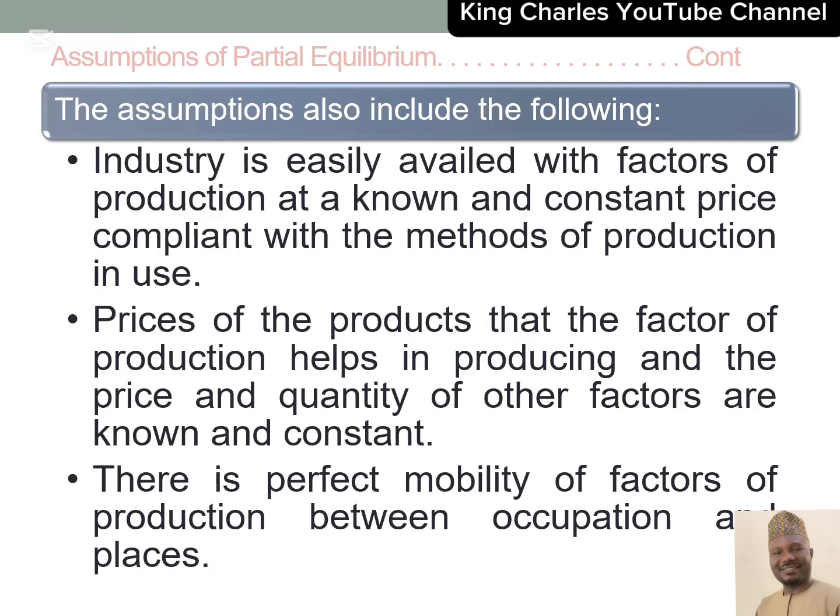The next assumption is that the price of the commodity that the factor of production helps in producing and the price and quantity of other factors are also known and constant.